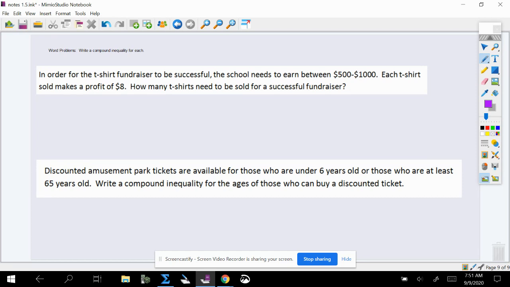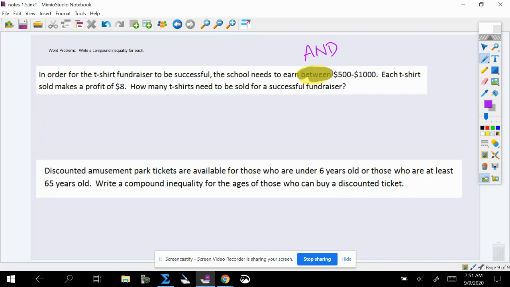So this is, we're trying to raise money for a t-shirt fundraiser. We need to raise between $500 and $1,000. As soon as you see that word between, that word right there is indicating that it's going to be an and inequality. Each t-shirt is going to make a profit of $8. We need to figure out how many t-shirts need to be sold for a successful fundraiser.